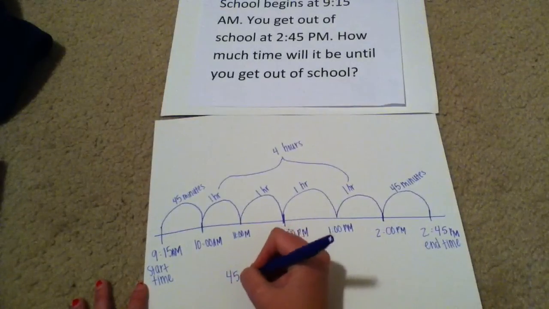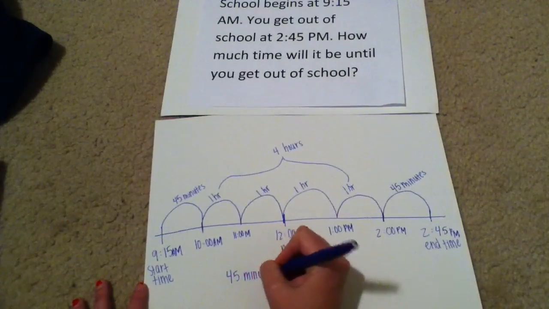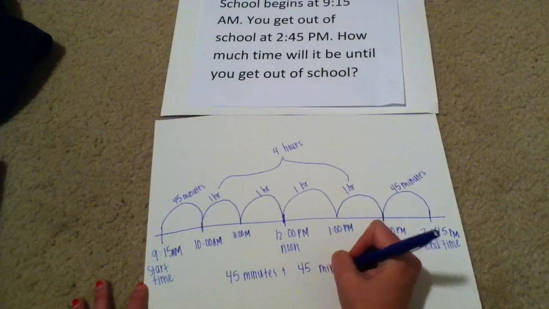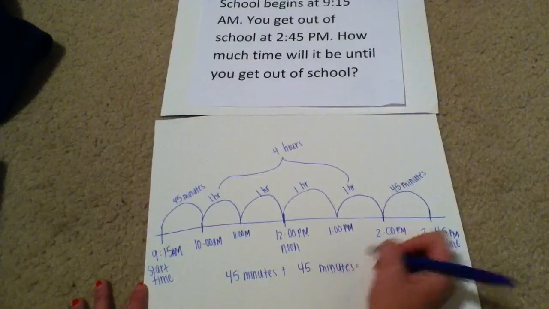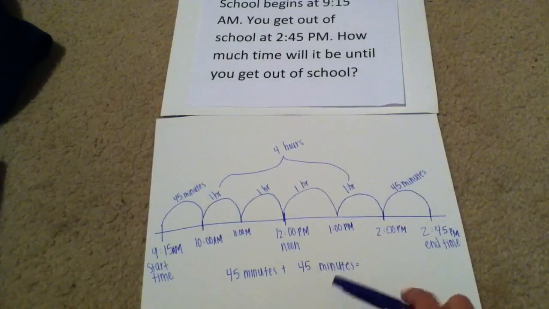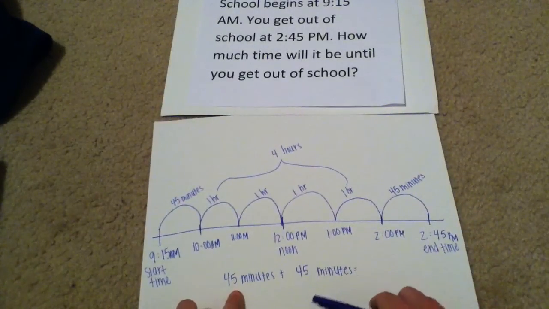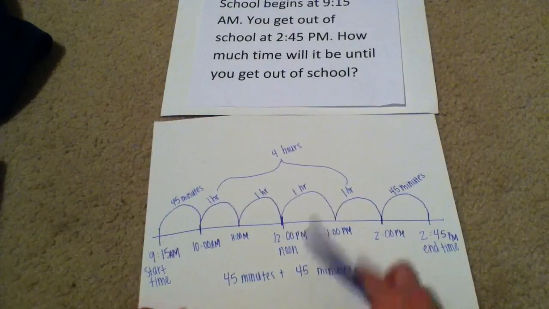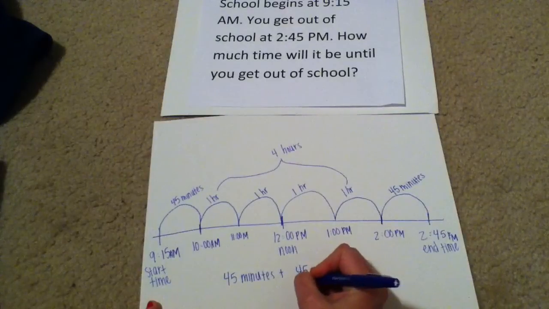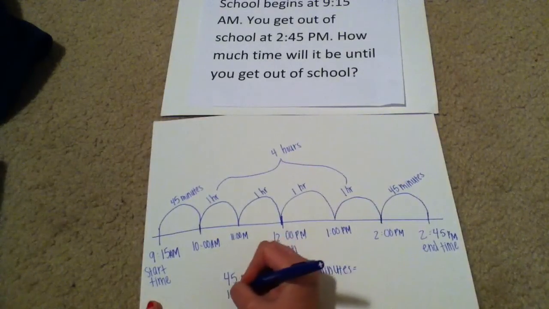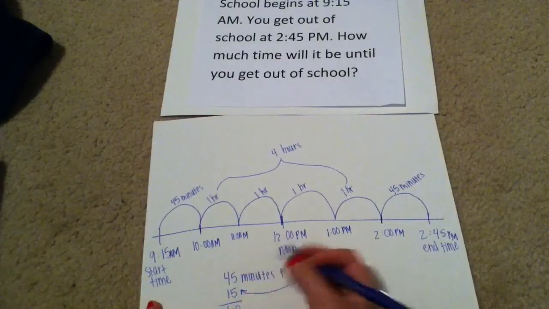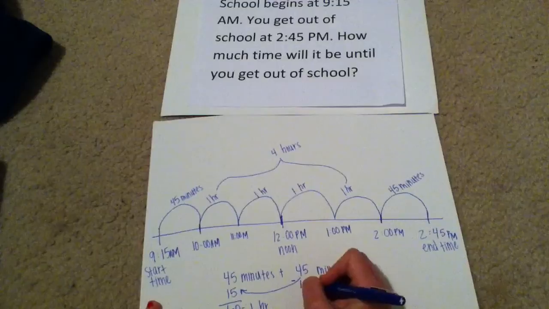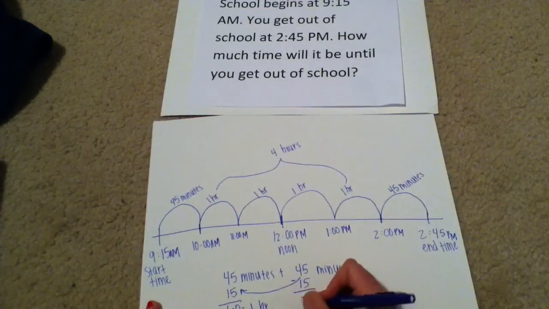So 45 minutes plus 45 minutes. Well, we know that there are 60 minutes in an hour. So if we have 45 minutes, we know that it will take 15 more minutes to make an hour. So we'll take 15 minutes out of here and put it over here. So that's 60, which is 1 hour. Now, if we took 15 minutes from here and subtracted it, it would be 30 minutes.